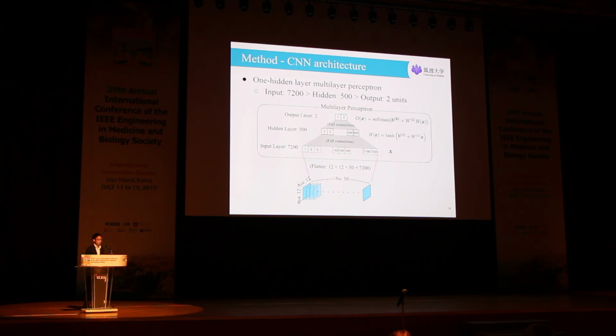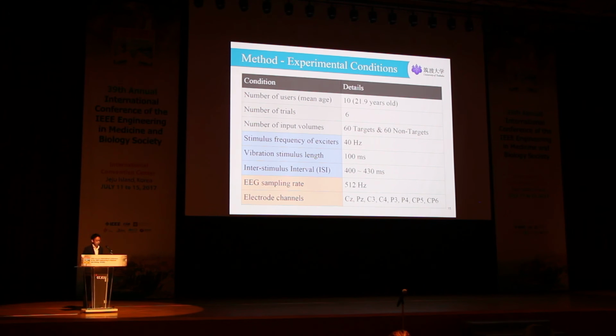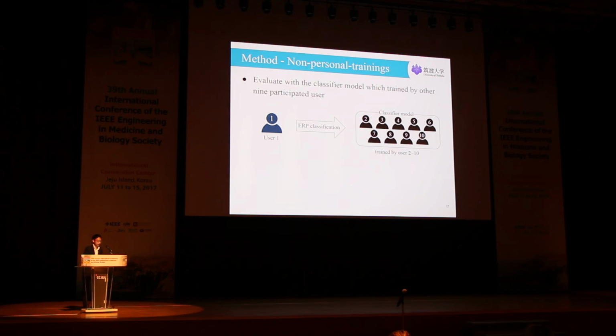We implemented the multi-layer perceptron like this. The input layer is 7,200, which is the flattened vector from the final activation maps. Then we set the output layer to 2 elements. Sorry, this is an old slide.